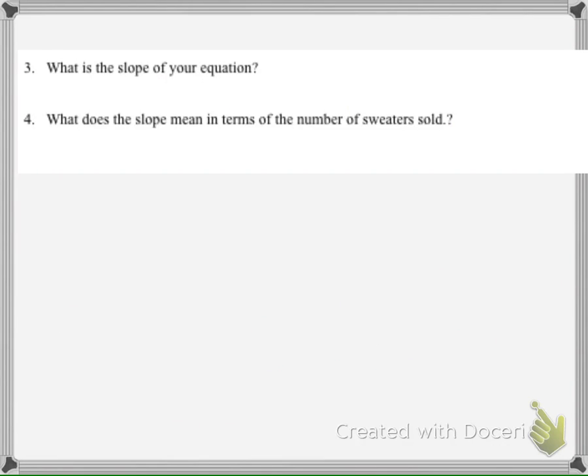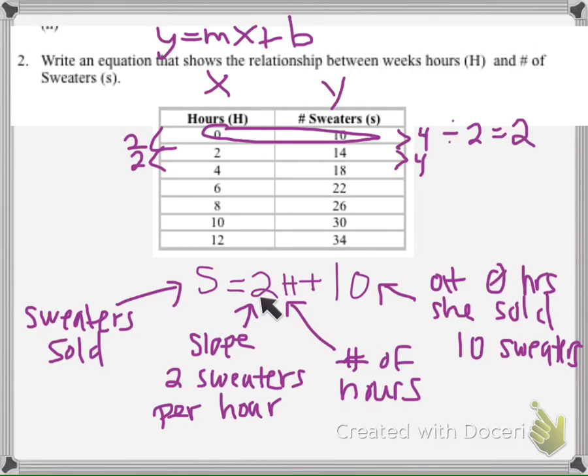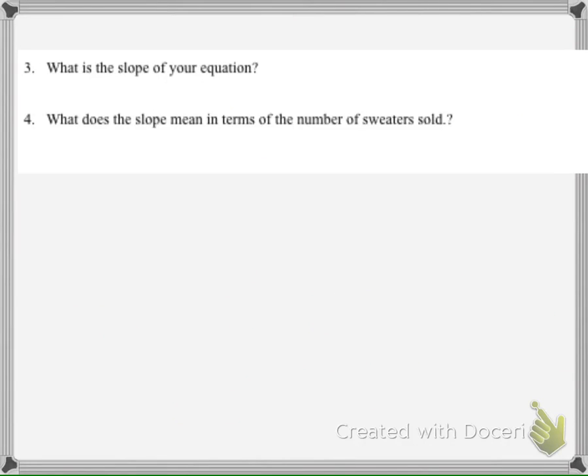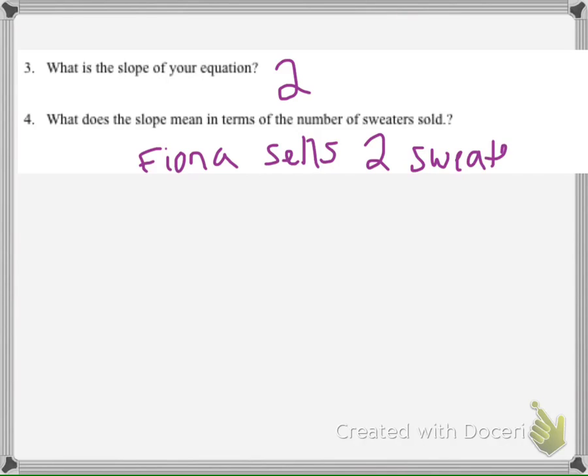Okay, number 3 asks, what is the slope of your situation? According to my equation, it is 2. And it's not 2h, it's just 2. And then what does it mean? It means Fiona sells 2 sweaters per hour. Keyword is per. Whenever we explain these, we always want to use some key vocabulary, and this one is per.